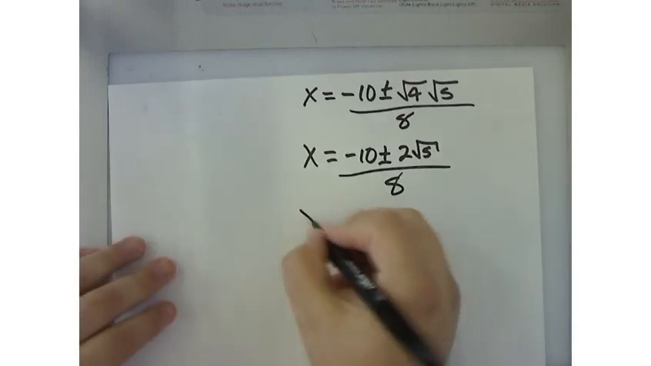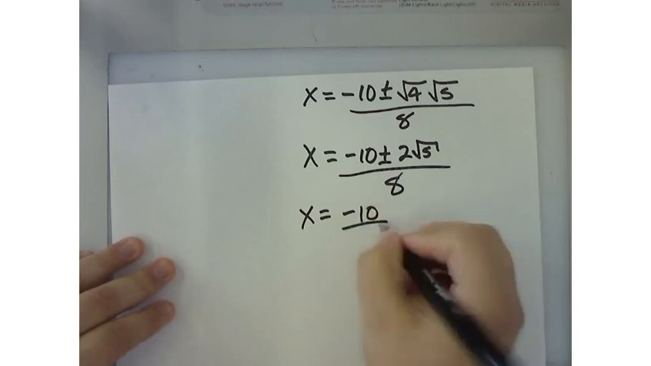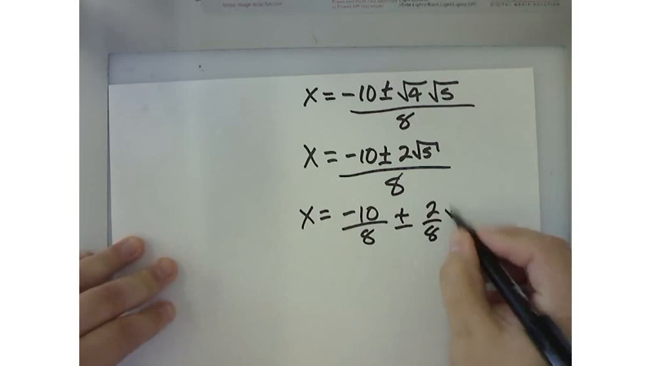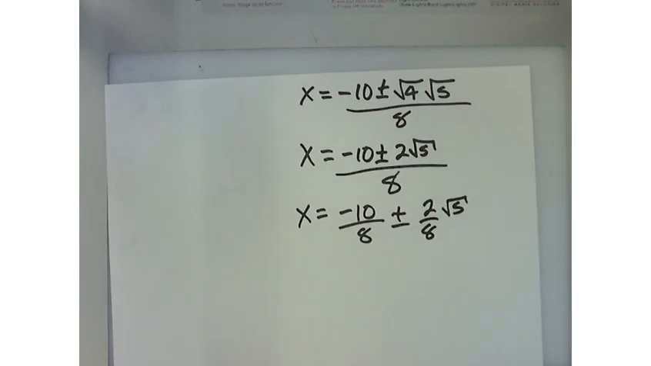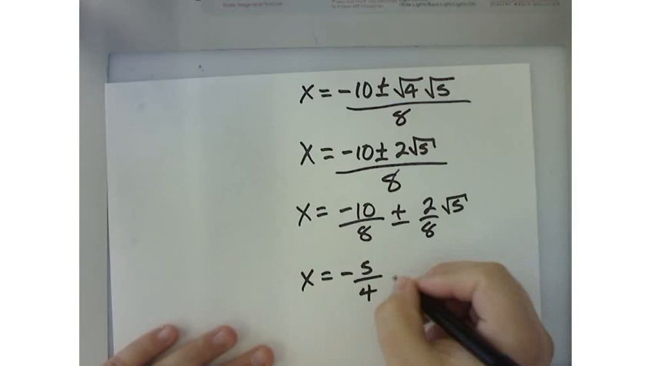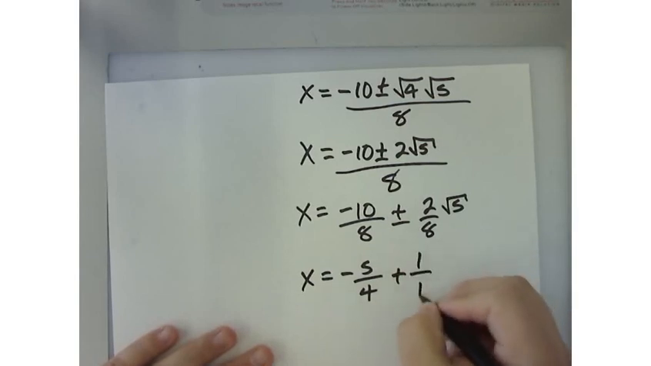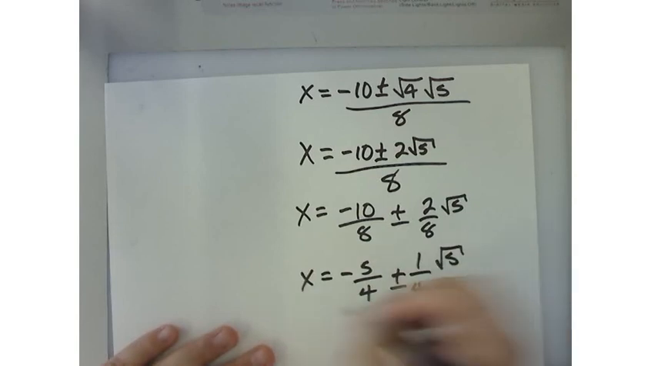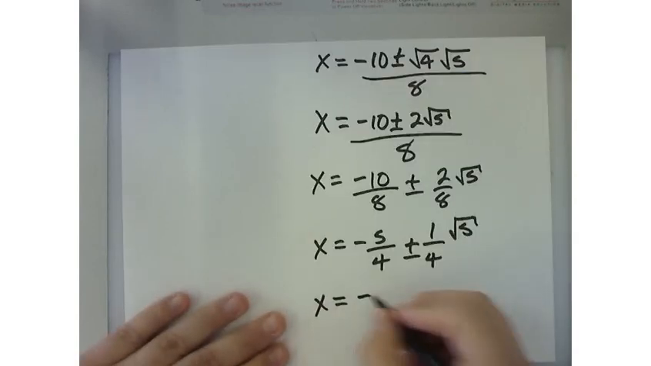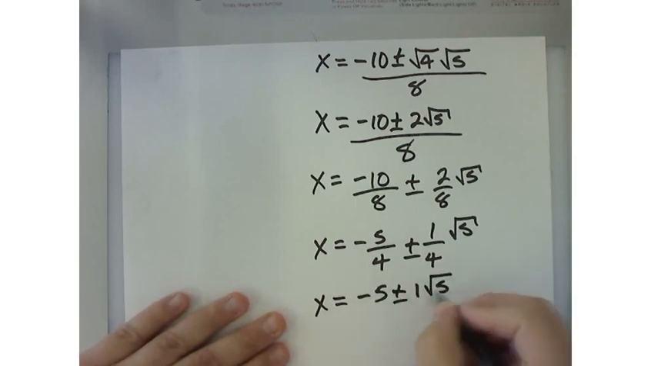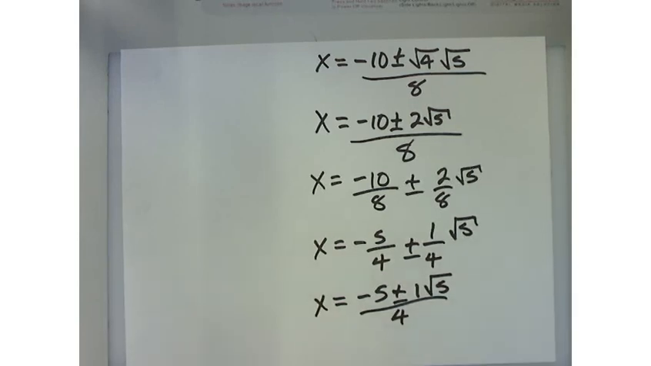Well, I'm not done. I could say x is equal to negative 10 over 8 plus or minus 2 over 8 times the quantity, the square root of 5. A lot of work on this problem. Then I could reduce that and say negative 5 over 4 plus or minus 1 over 4 times the square root of 5. Hey, there's still the same denominator. I guess I could write it like negative 5 plus or minus 1 square root of 5 over 4. I gotta make sure I make it look like it is on the answer sheet.